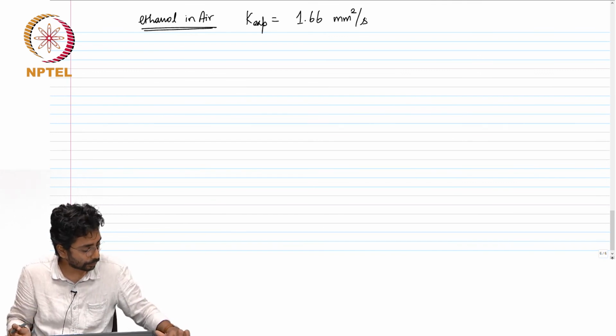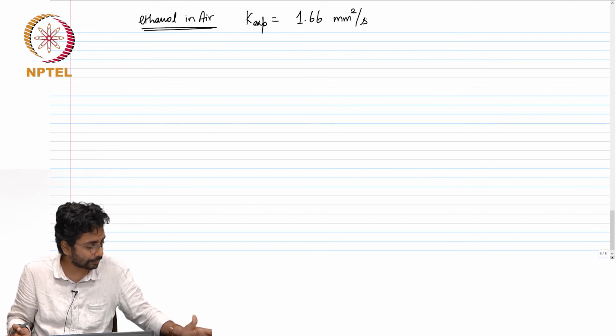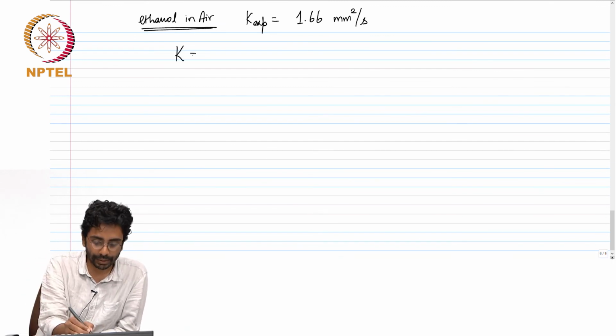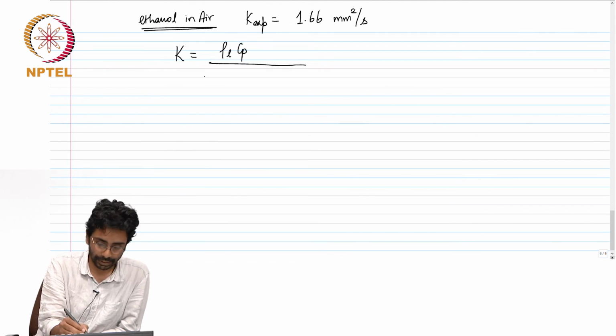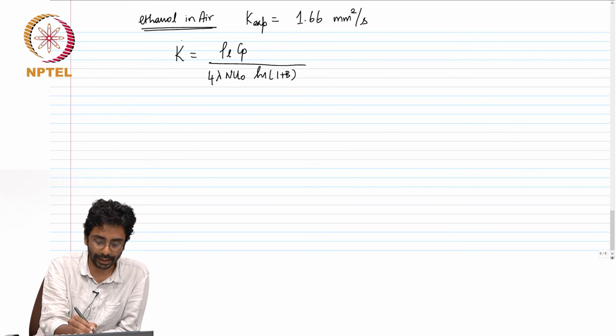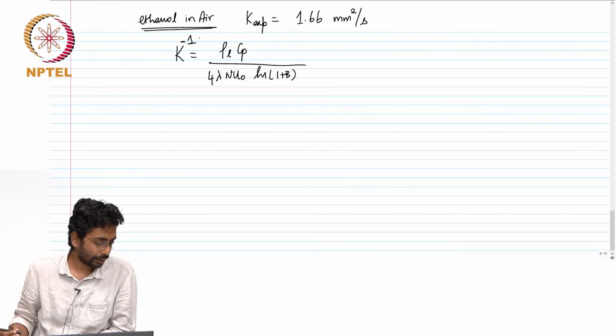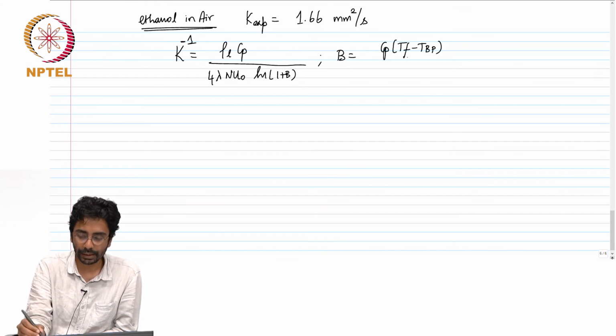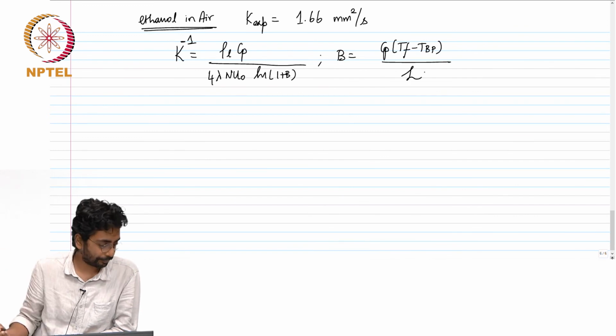Okay. Now, we have a formula for the evaporation constant from our simple analysis. Let us plug in the numbers for ethanol burning in air and see if we get the right answer. What is the value of K from our simple analysis? It is rho L Cp divided by 4 lambda nu 0 logarithm 1 plus b. Okay, I am sorry, this is not k, this is k inverse. Okay, and remember that b is Cp times Tf minus T boiling point divided by the latent heat of vaporization.